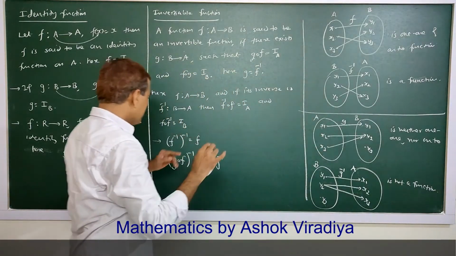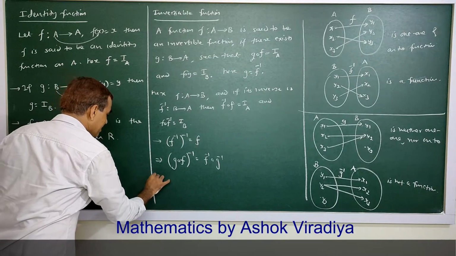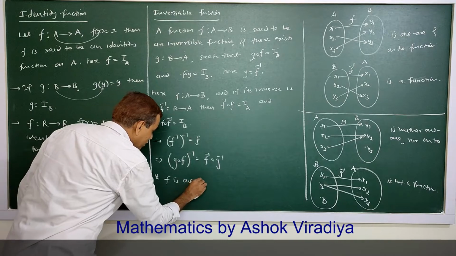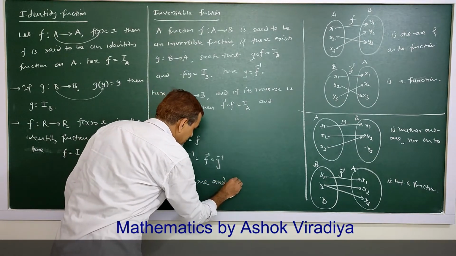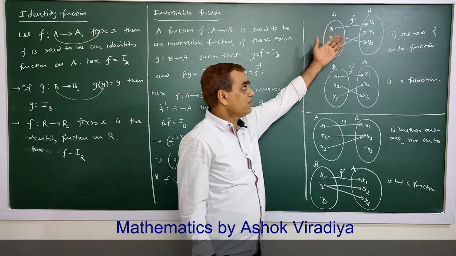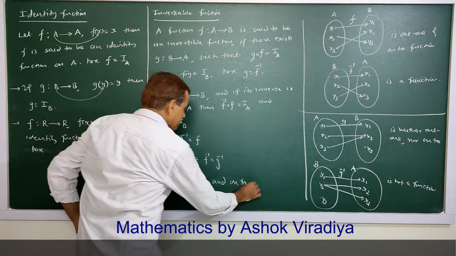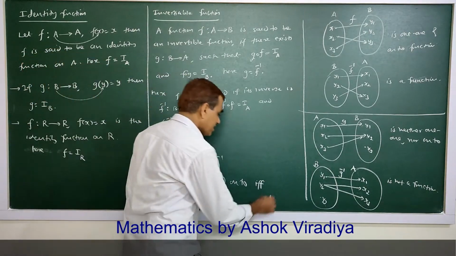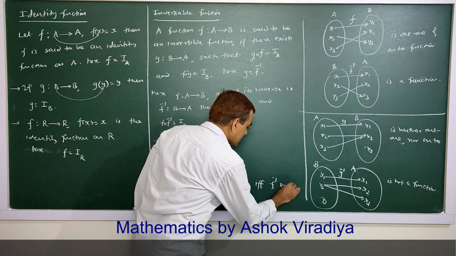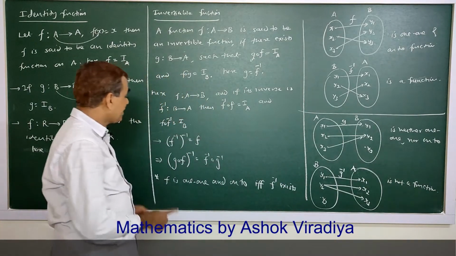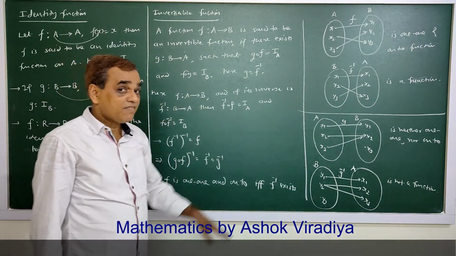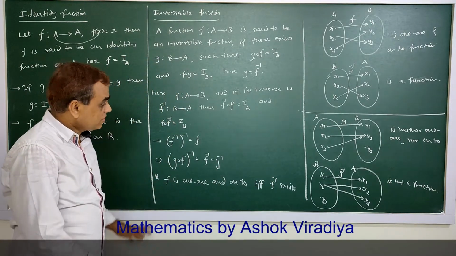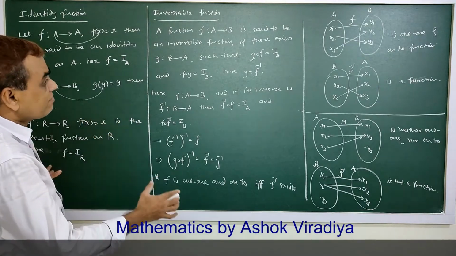And the most important statement: a function is 1-1 and onto if and only if f inverse exists. If a function is 1-1 and onto, then and only then f inverse exists. If f inverse exists, that means the function will be 1-1 and onto. So this was the definition of invertible function.